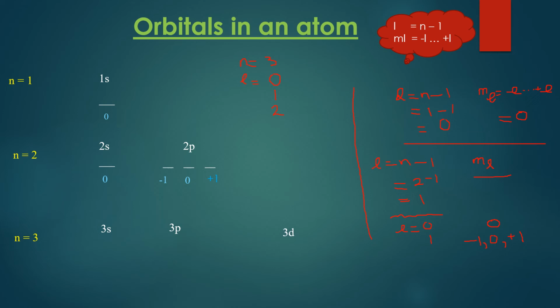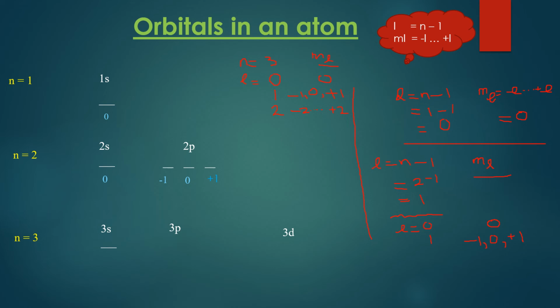How many orientations are there? To do that, we find the ML value. So if L is 0, ML will be 0. If L is 1, ML will be negative 1, 0 and positive 1. If L is 2, it will be negative 2 all the way up till positive 2. Okay, so let's see. When we have L is 0, we have an s orbital, 3s. So 3s has one space. ML 0 means one space.